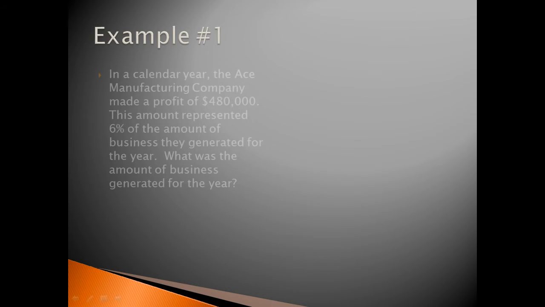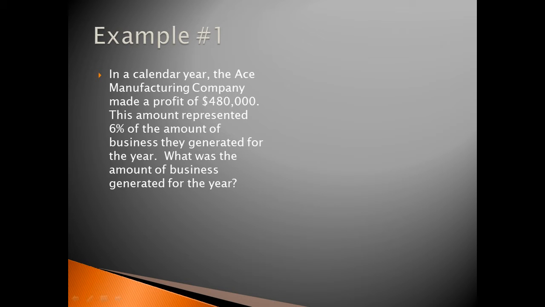Here's an example from our worksheet packet. In a calendar year, the Ace Manufacturing Company made a profit of $480,000. This amount represented 6% of the amount of business they generated for the year. What was the amount of business generated for the year? This particular problem can be a little confusing because we see of twice.